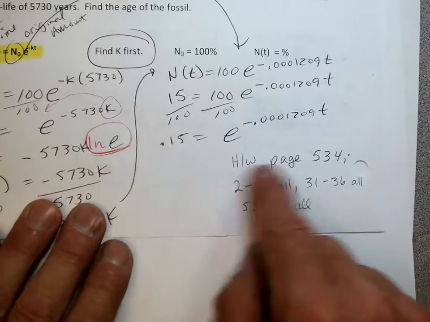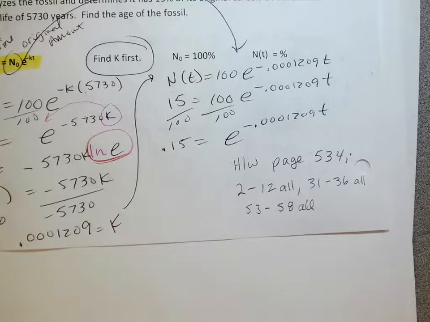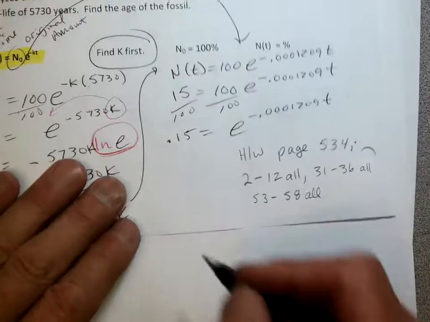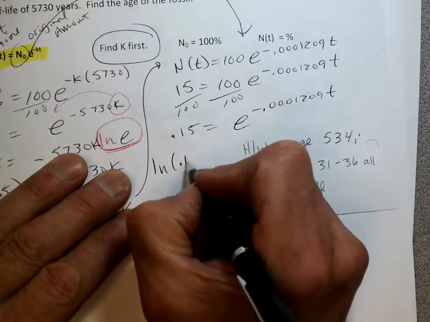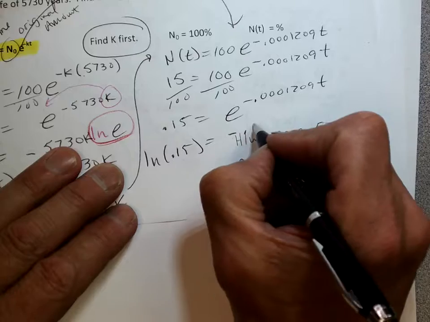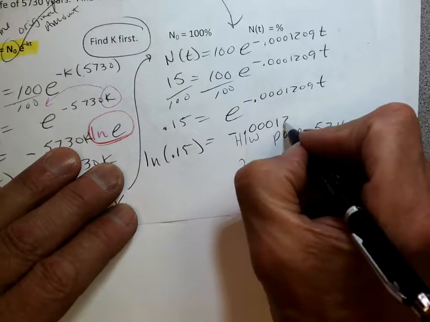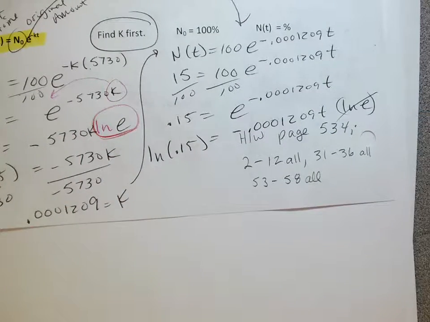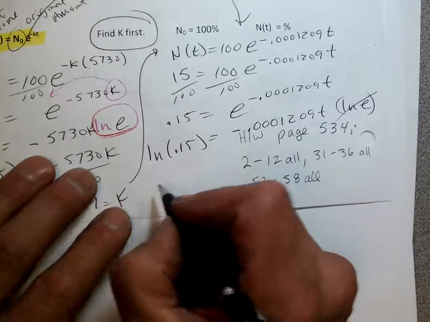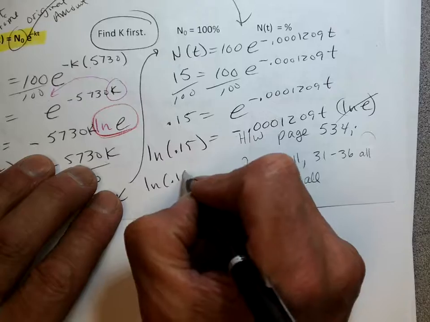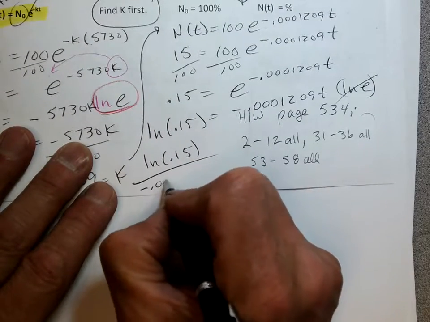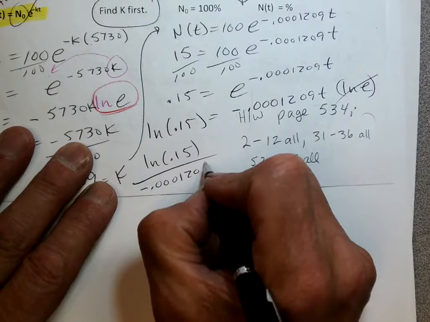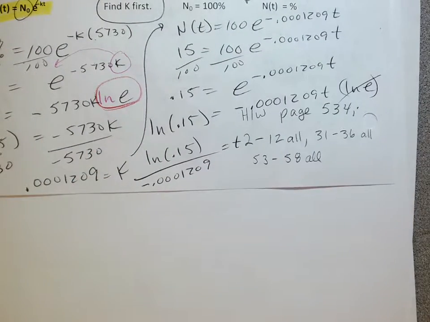Let's log it, but better yet, ln, right? Logarithms help bring it down. Let's specifically use the ln. So I'm going to go ln of 0.15 equals negative 0.0001209 t ln of e, but ln of e is 1, so get rid of that, right? ln of e is 1, right? That equals 1. So now let's divide, and I'll have ln of 0.15 divided by negative 0.0001209 is what t is going to be, and I need my calculator, don't I, right? Got to have my calculator.